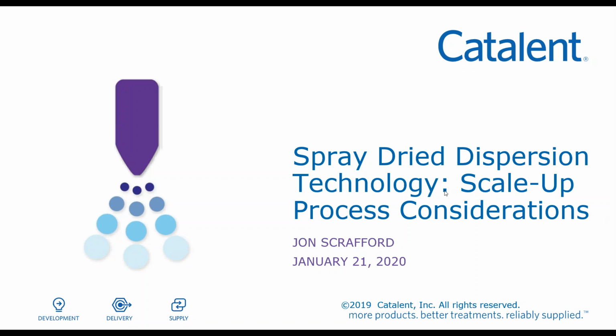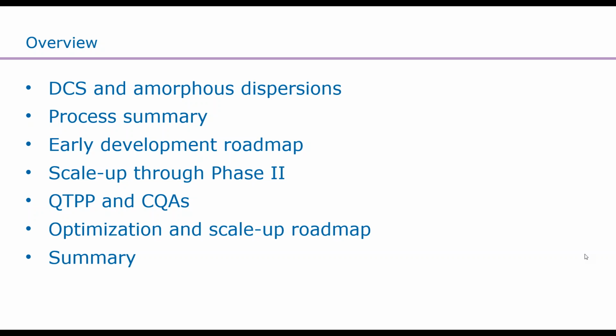Okay, good morning, everyone. My portion of today's webinar will be focused on spray-dried dispersion scale-up considerations. First, we'll briefly cover the DCS, amorphous dispersions, and go over a spray drying process diagram. Then we'll discuss the roadmap for early development work and scale up through phase 2 clinical manufacturing. Finally, we'll touch on the quality by design framework and how it relates to scaling up spray-dried dispersion programs.